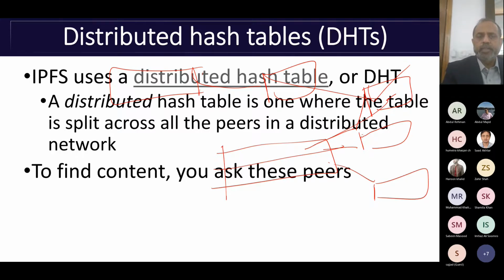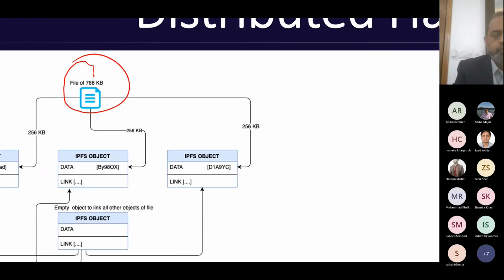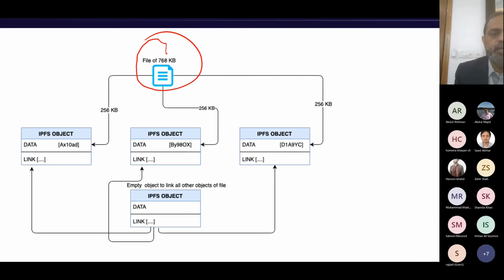So you have a distributed hash table where you have the information which you have split, and then you find the content by asking your peers. So this is kind of a table. Remember, this is the file.